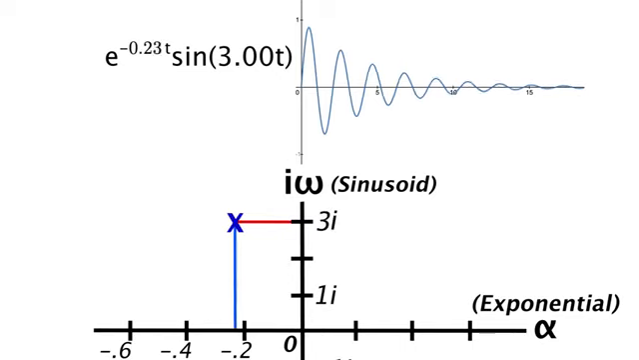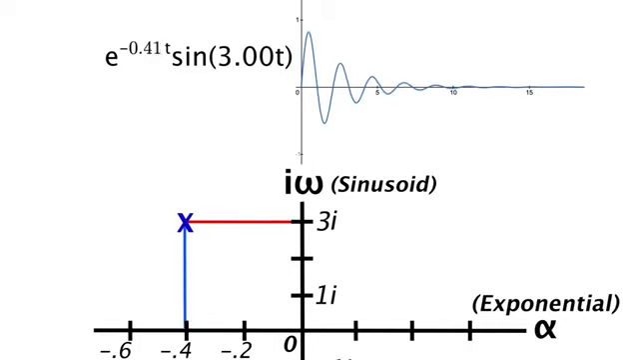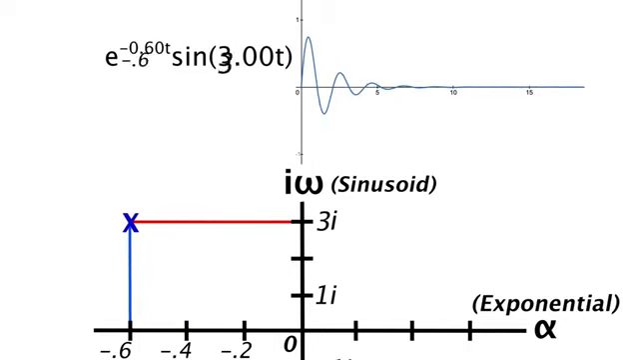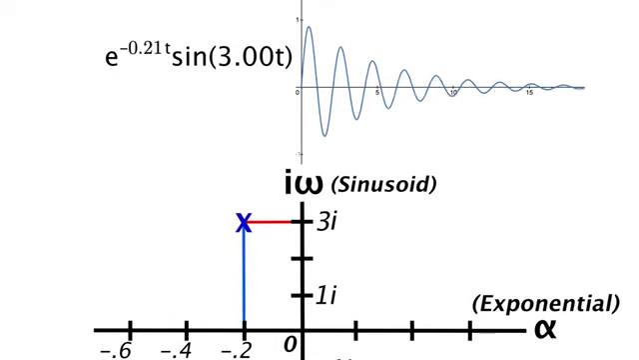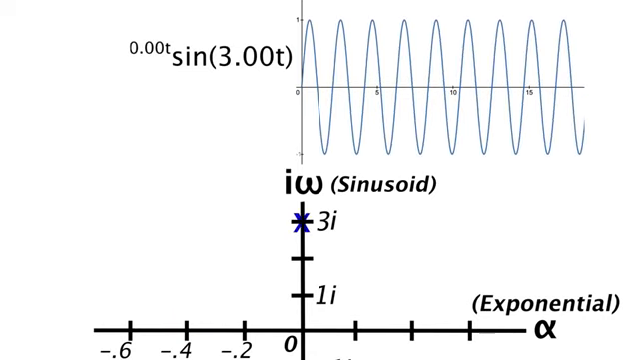If I move to the left, then the number in the exponent gets more negative, causing a faster decay rate. The equation for this function still has coefficients that match what we see on the axes. And if I move to the right, then the decay rate slows until we reach the imaginary axis where we get a pure sinusoid. And poles on the right hand side correspond to functions with exponential growth. So now Laplace transform equations should make way more sense.